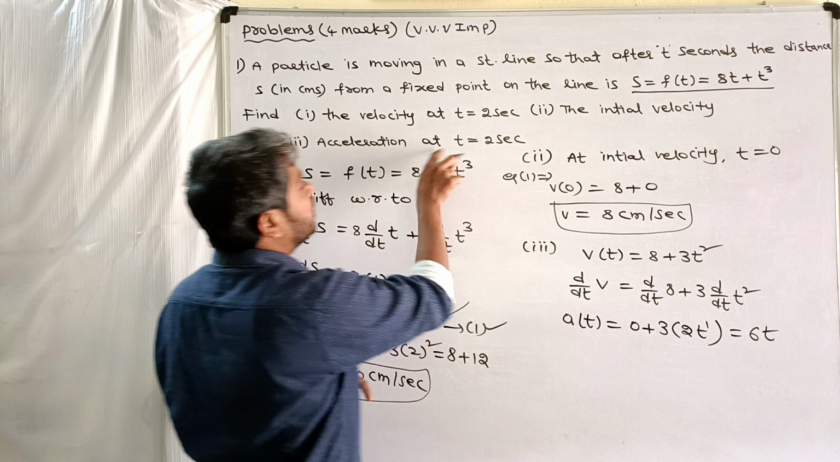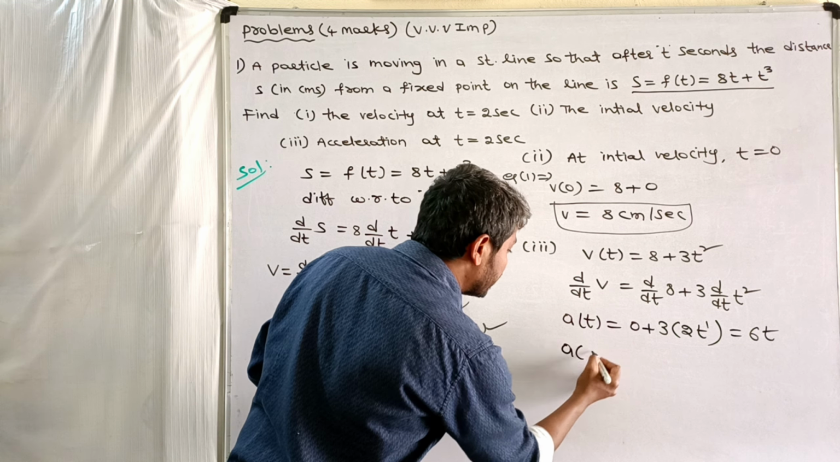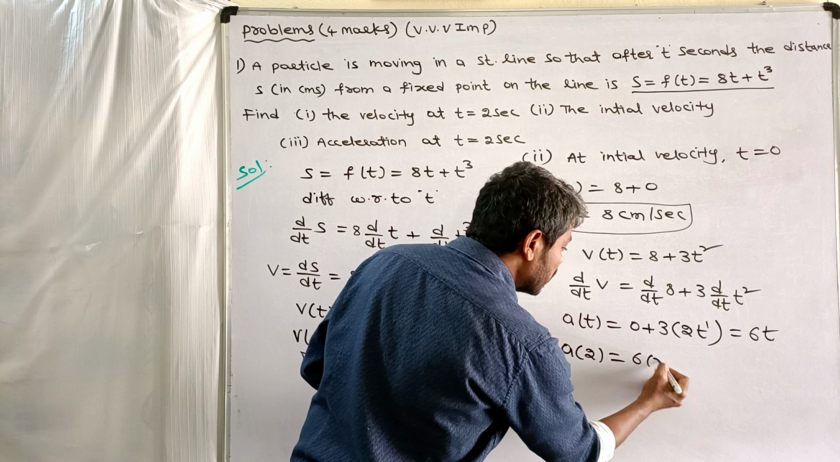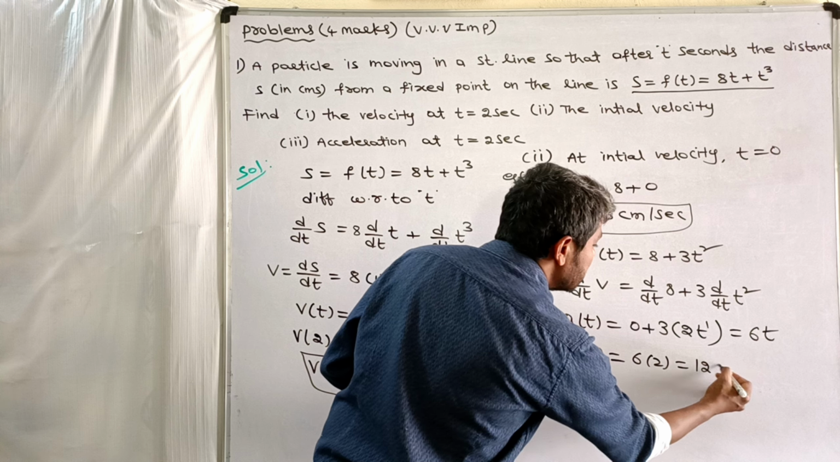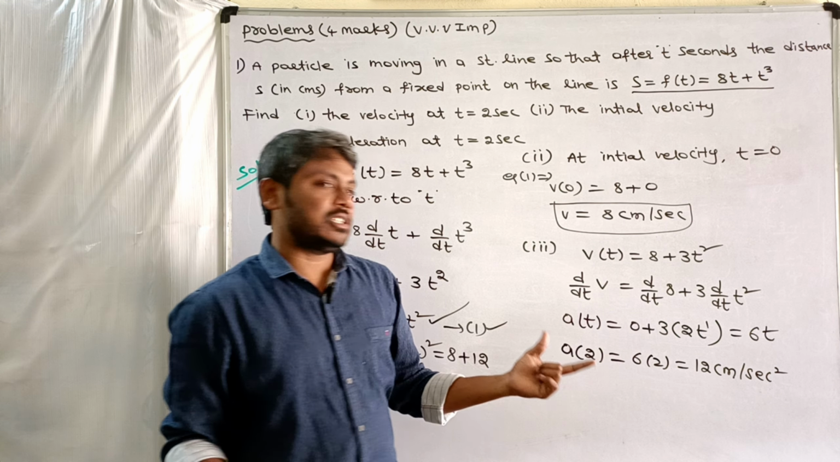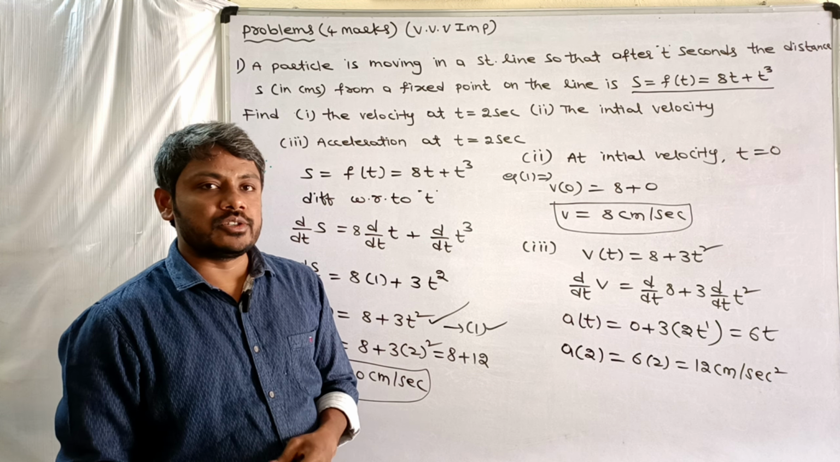Now we can find it at t equals 2 seconds. That is a of 2, which is equal to 6 into 2, which is equal to 12 centimeter per second square, or simply we can write 12 units. So this is the solution.